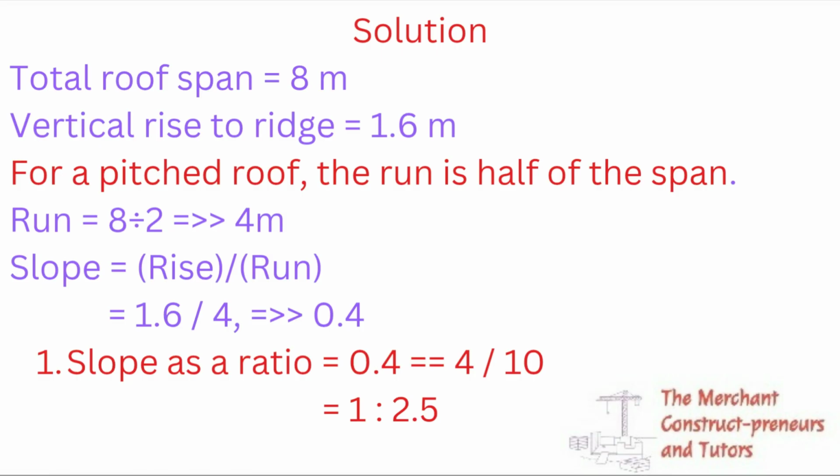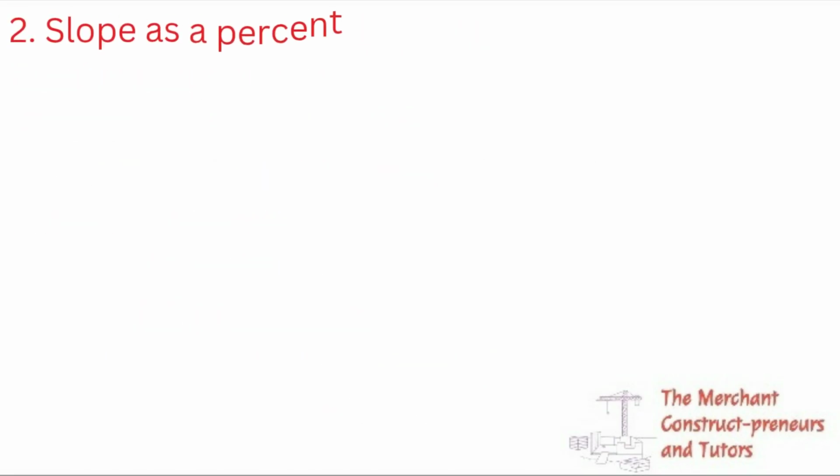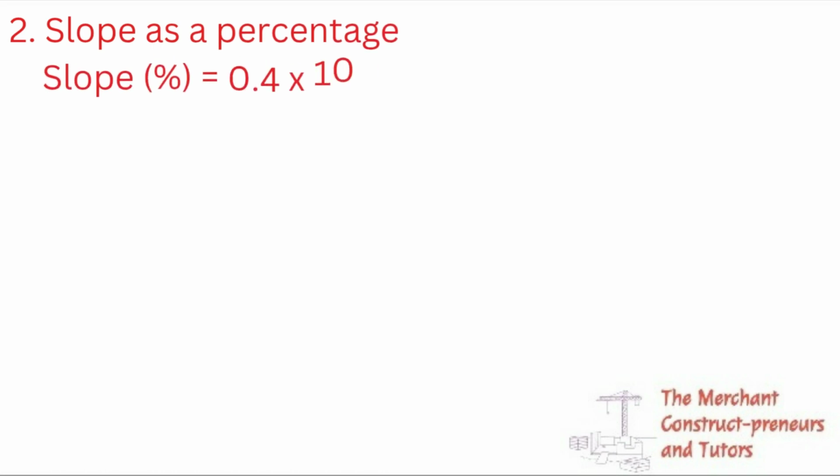Sorry, that meters is not supposed to be there. So number one, slope as a ratio. 0.4 is still the same thing as 4/10 when expressed as a fraction. And then when we break it down, expressed as a fraction, and we want to find the ratio of the fraction, we have it as 1:2.5.